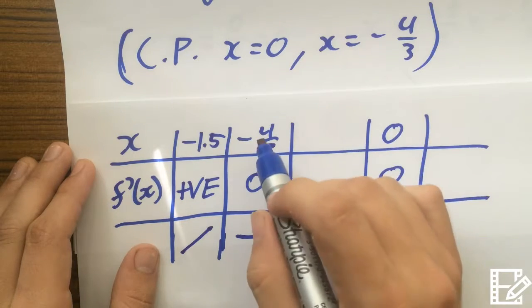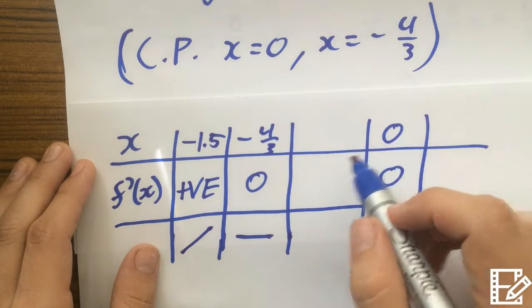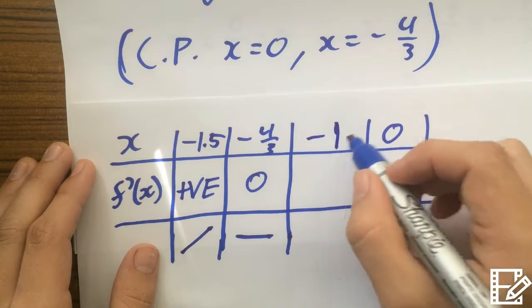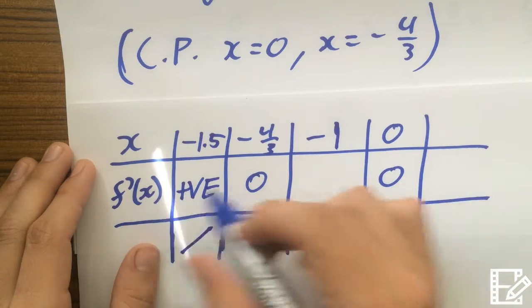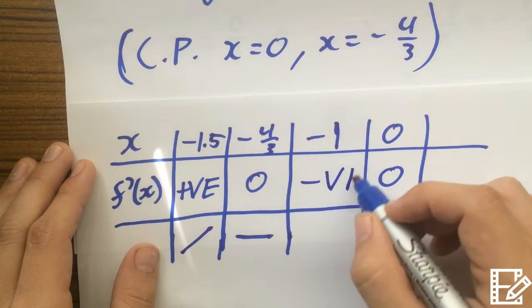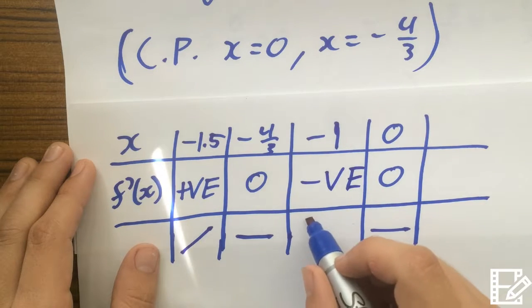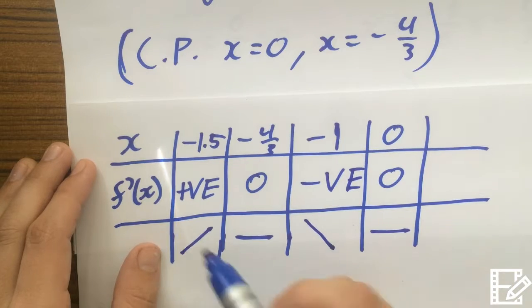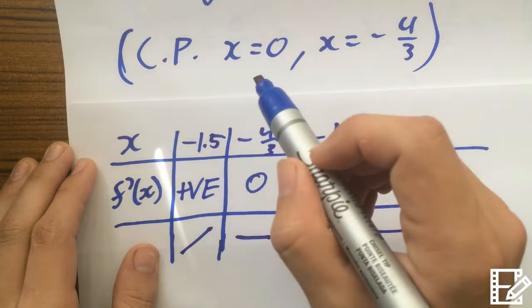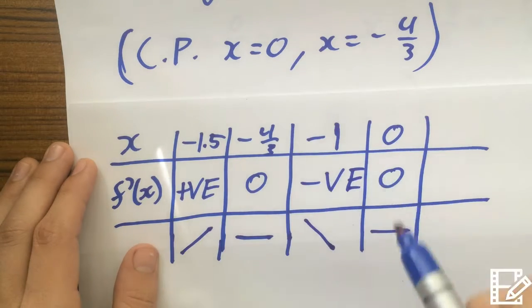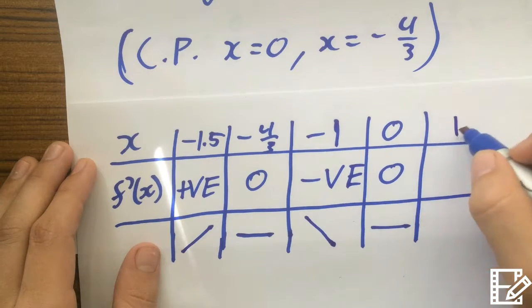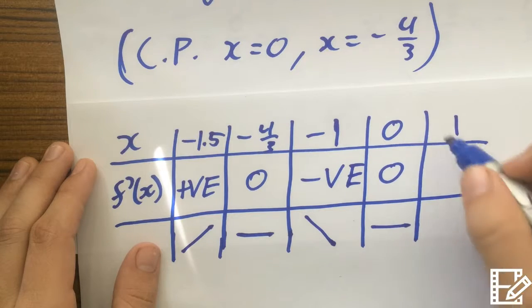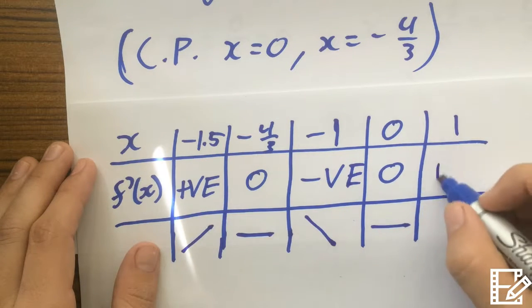Now we'll pick a number between -4 on 3 and 0. Let's just say -1. Okay, we sub -1 into the derivative and we get a negative value. That means that it's a negative gradient. So far we've got a graph that comes up, it flattens off, it goes down, and then it flattens off. Now we're going to find out over here. So we'll pick a positive one because that's greater than 0. And we sub that into the derivative and we get a positive number.